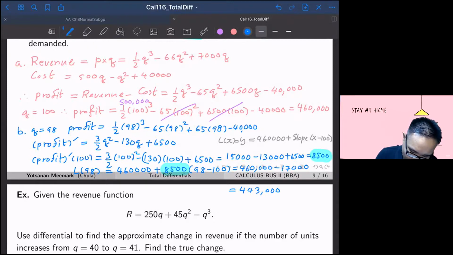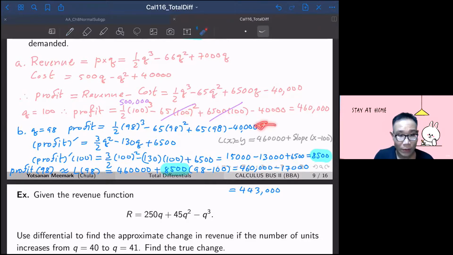Okay, so this one is going to be the approximation for the profit at 98. However, if you'd like to evaluate this, you can have 98 times 98 times 98. I know that you have a calculator, and you'll be able to use Excel. However, we are studying this technique in order to just get the approximation, so we don't need to go to the actual value.